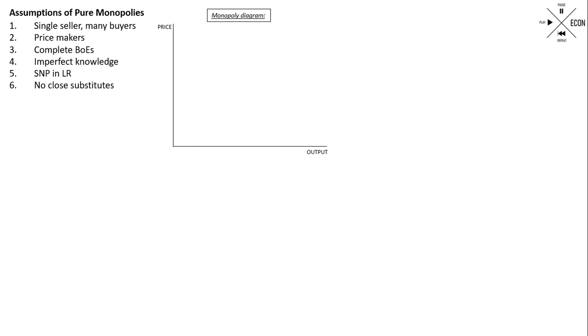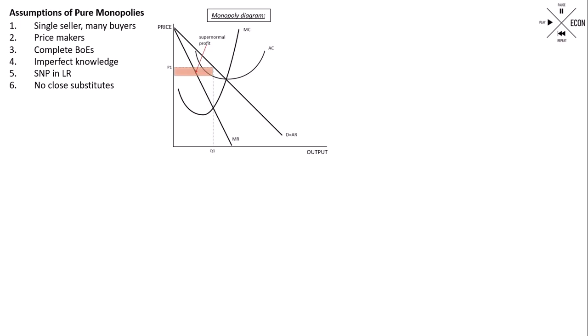Second thing I need you to do is draw the monopoly diagram, please. So hopefully you've drawn something that looks like that. You've identified that Q1 is where MR equals MC, and that's the profit maximizing position. You bring that up to the demand curve or the AR curve, and that's their price. And then off the average cost curve, you can tell the unit cost, and therefore the difference between the two is supernormal profits.